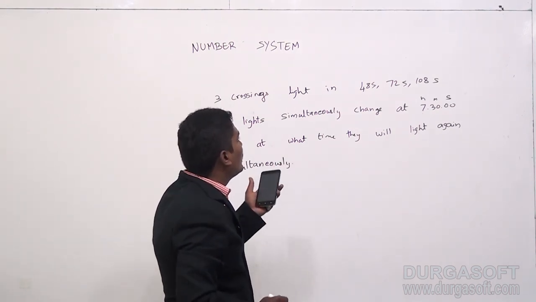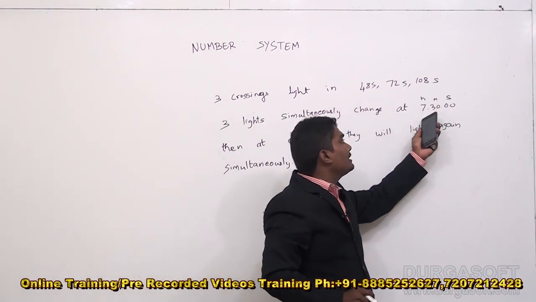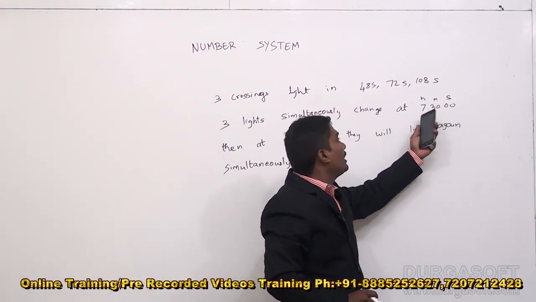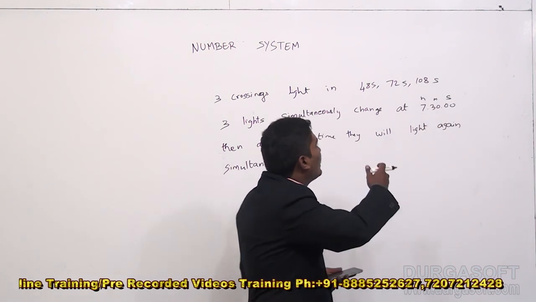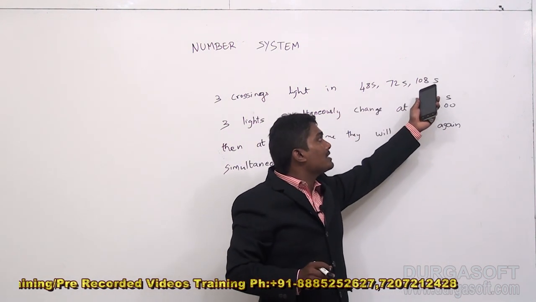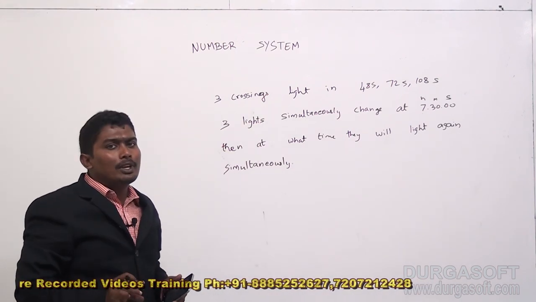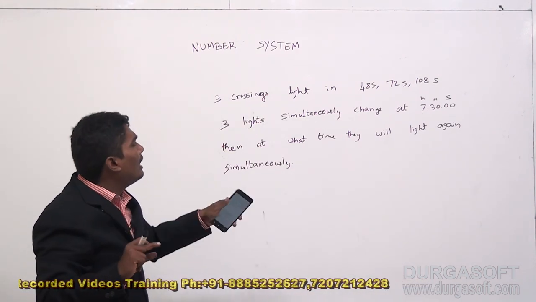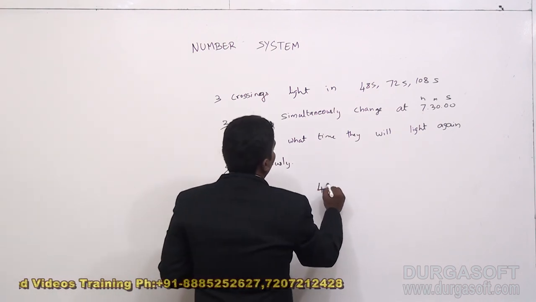So after 7:30, 48 seconds later it is 7:30:48, then 7:31:36. This way, this light changes after every 48 seconds, this one after every 72 seconds, and this one after every 108 seconds. So if all three need to light together, they will light together at the LCM of all the three numbers.